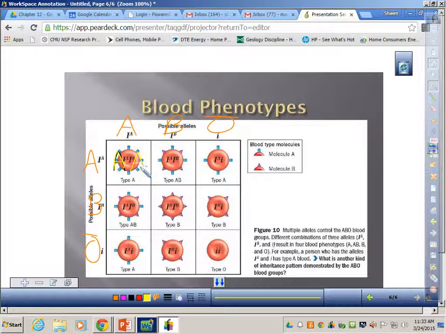When I bring 2 A's together, what type's that going to be? Type A, right? Duh, it's the only thing there. What about this one here? How about 2 B's? Type B. What about 2 O's? Okay, what if you have BO?